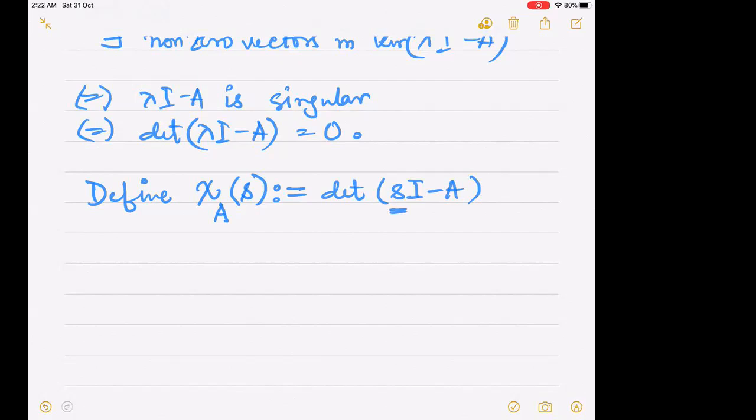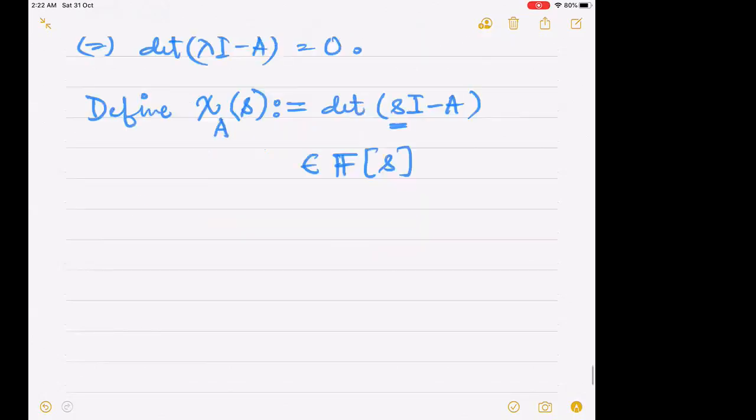It's just some S symbol. This is going to be a polynomial in S. In fact, an nth degree polynomial. The degree of this polynomial is n. It's a monic polynomial, which means the highest degree coefficient is 1.